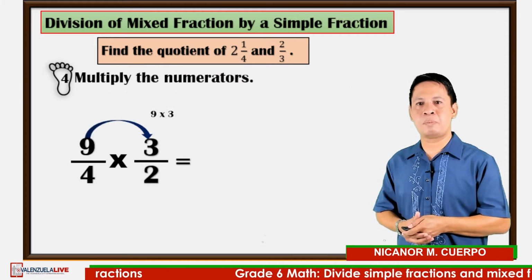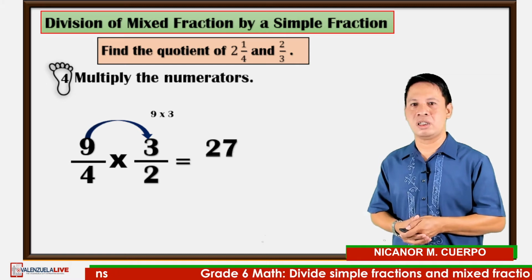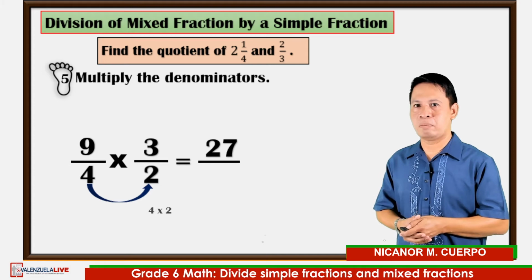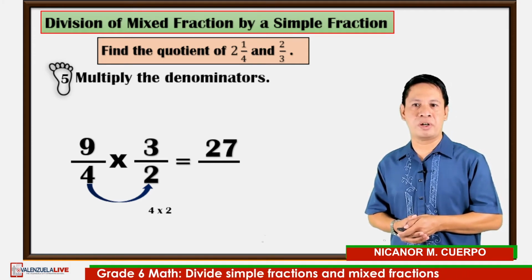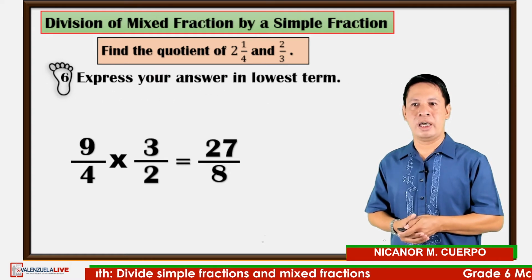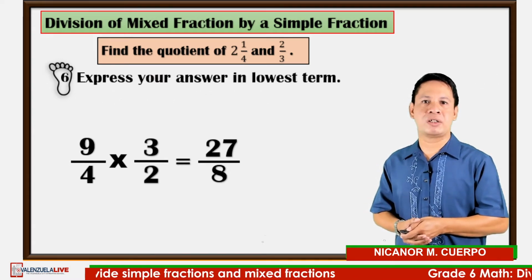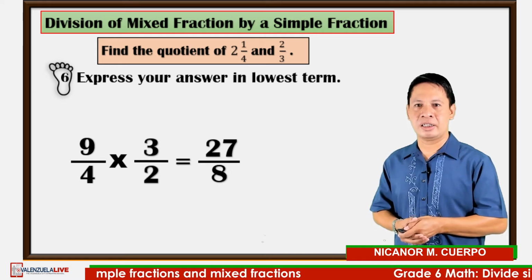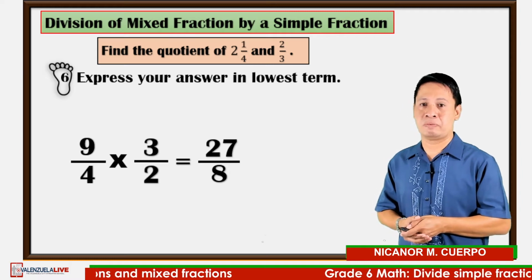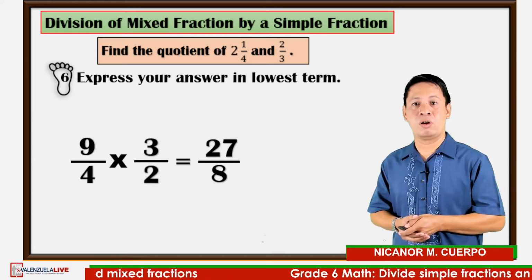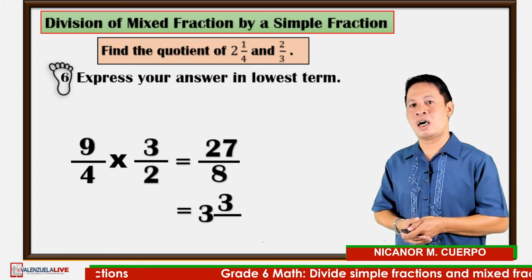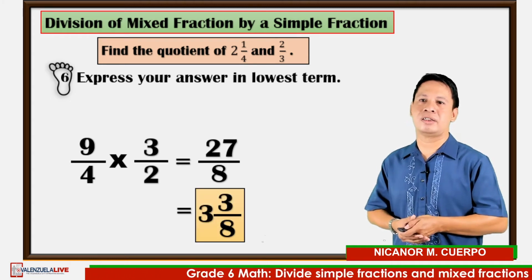Step 4, multiply the numerators. 9 times 3 equals 27. Step 5, multiply the denominators. 4 times 2 equals 8. Then, step 6, express your answer in lowest term. Again, this is an improper fraction. So the lowest term of an improper fraction is a mixed fraction or a mixed number. So the correct answer is 3 3/8.